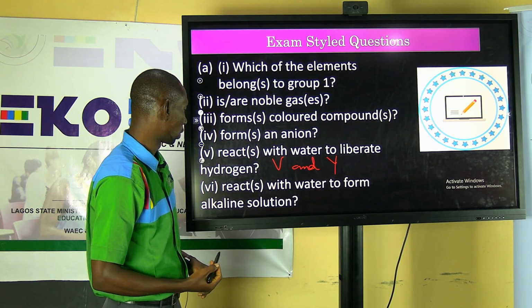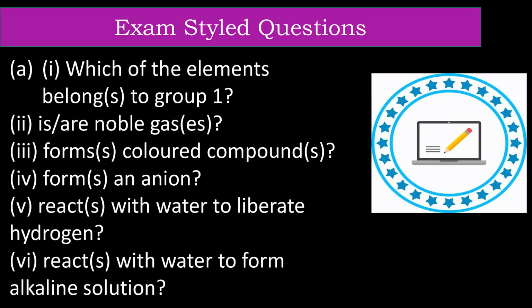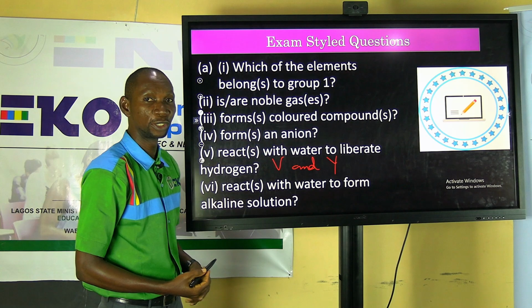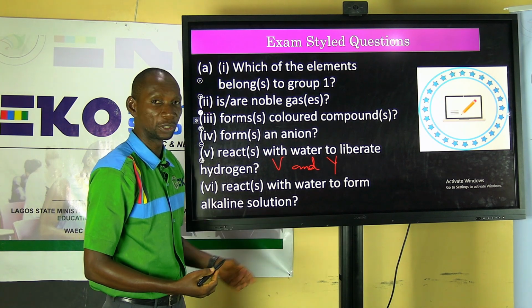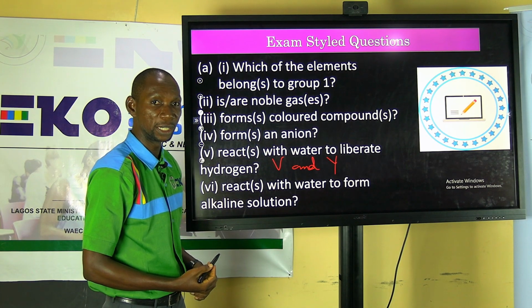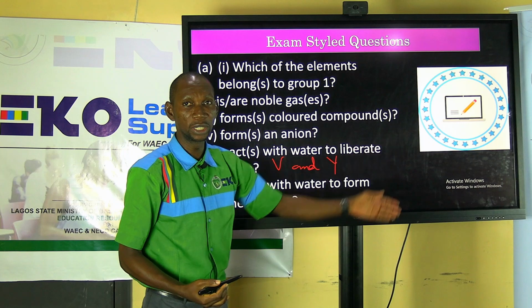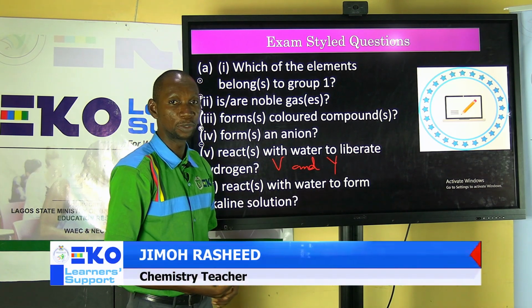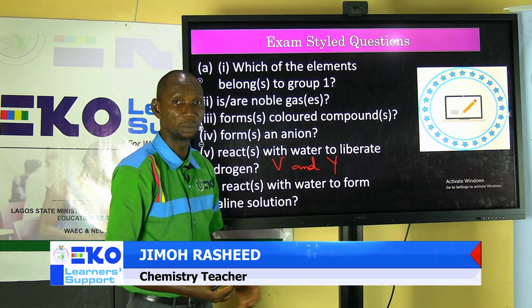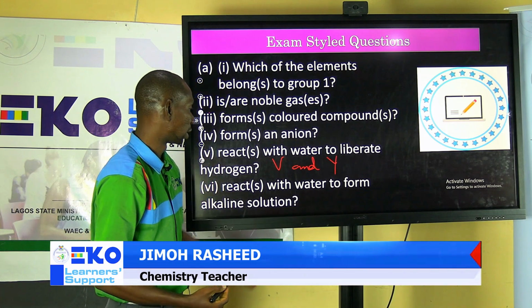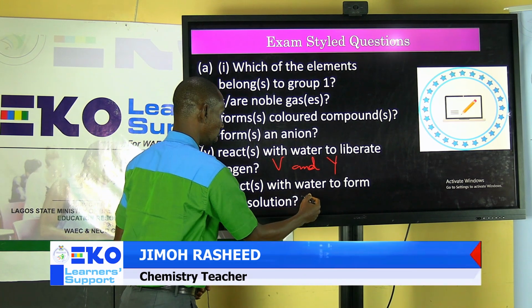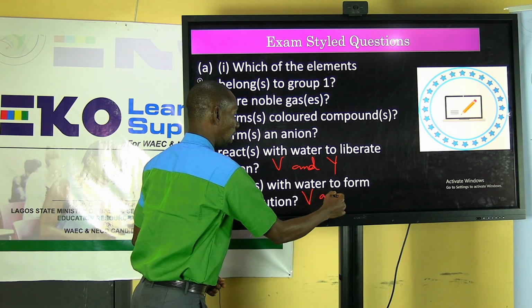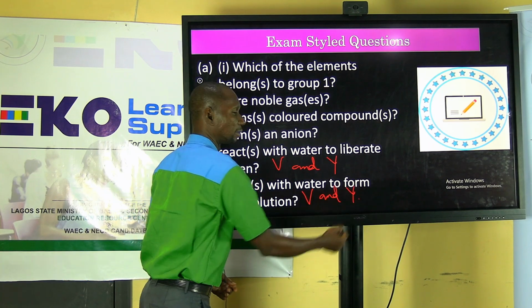For Roman figure 6, which one reacts with water to form an alkaline solution? If you actually paid attention to the reaction, the equation that I wrote earlier, you will see that apart from the hydrogen that was evolved in the reaction, an alkaline solution was formed, which was the sodium hydroxide. So the same answer still goes here, which is V and Y.